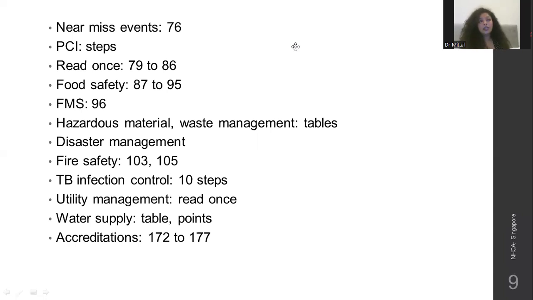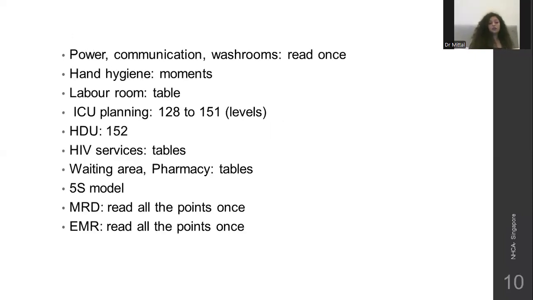Then accreditation: NABH, JCI, ISO accreditations, the procedures of applying for NABH, the entire process, NABL entire process. Abbreviations are very important here. Then power, communication, washrooms: how many washrooms are required, how telecommunication should be operated. With power generators, how to have uninterrupted power supply, especially in which departments you cannot afford to lose power, like ICU. Those things you should be aware of.